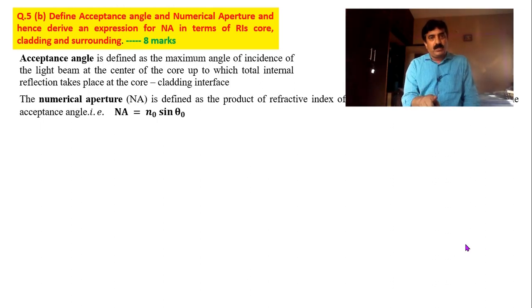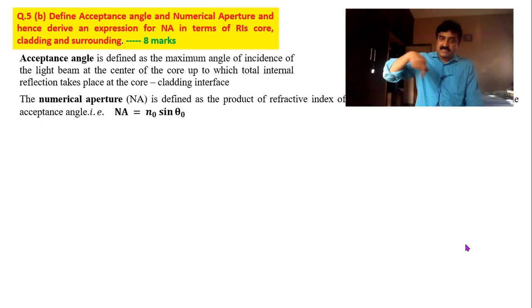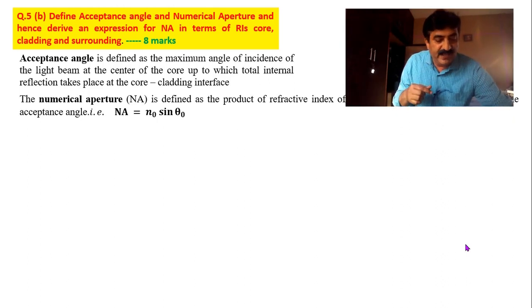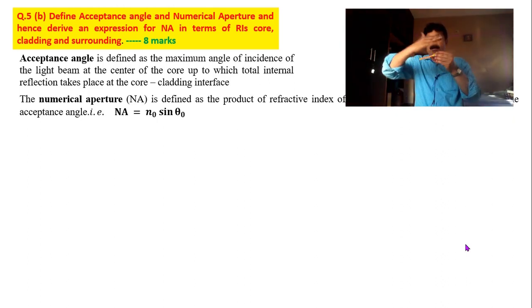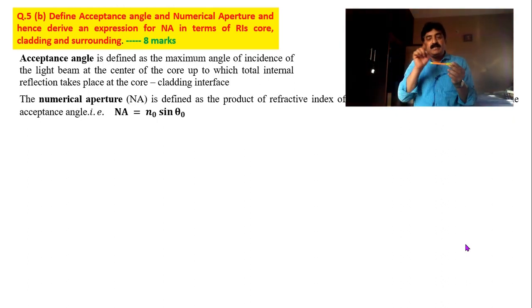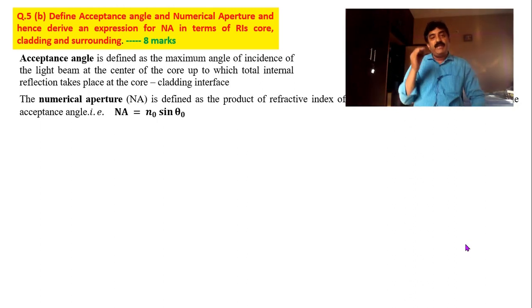It is the product of refractive index of the surrounding medium, suppose if I take this as the optical fiber, surrounding medium, and then sine of theta naught, where theta naught is the angle of acceptance. But it so happens that surrounding is air, so we take it as 1. N naught is equal to 1 because air refractive index is 1.